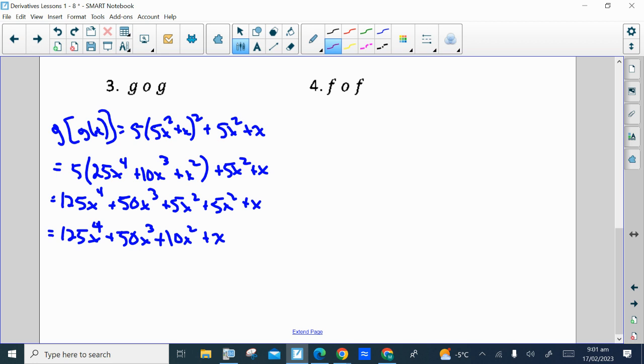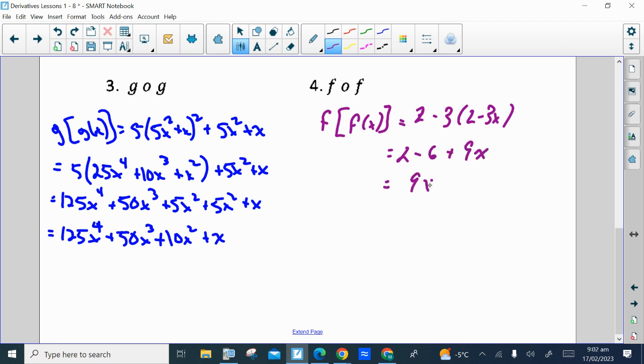For f at f, we're going to embed f into itself. f at x is equal to 2 minus 3x, and wherever we see the x, we're going to replace it with 2 minus 3x. So that one was a little simpler to do, not as much algebra, but there's the value of f∘f.